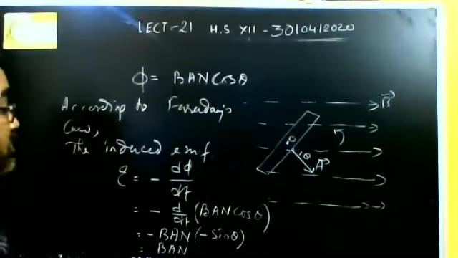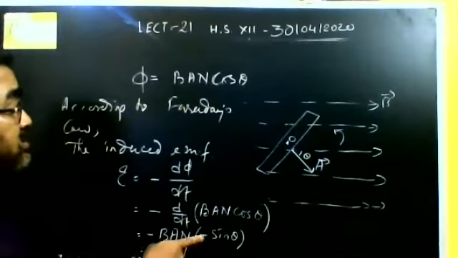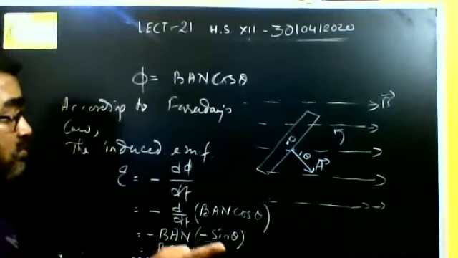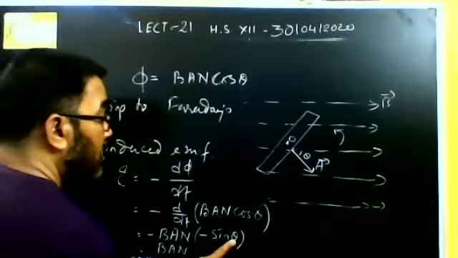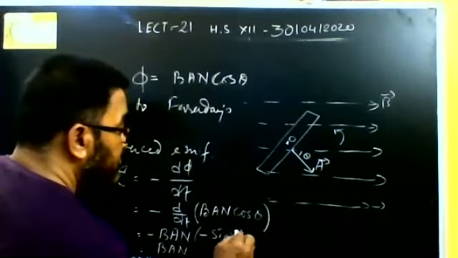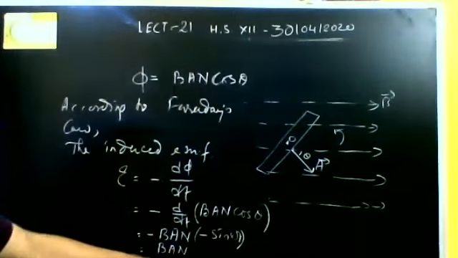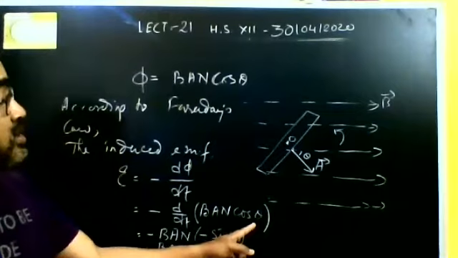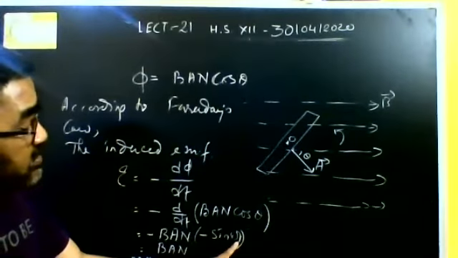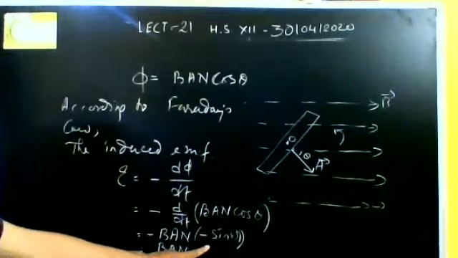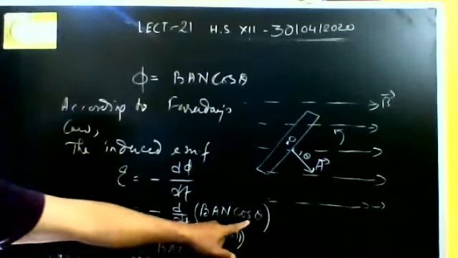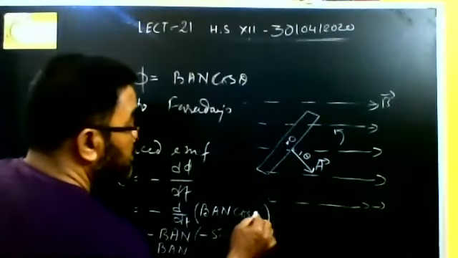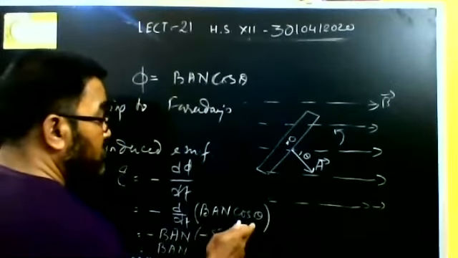Just a minute. We cannot differentiate theta with respect to t directly, right? So we have to convert it to omega t. I'll tell you what omega is. Because it is theta and it is t, we have to transform theta into omega t. In that case we can differentiate. Otherwise we will not be able to differentiate. So we have to put theta as omega t.